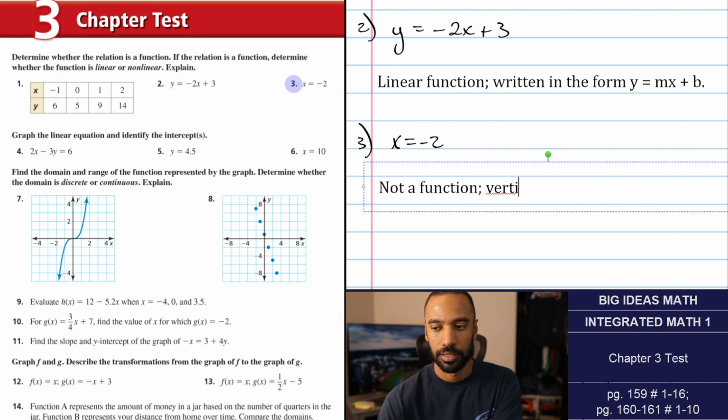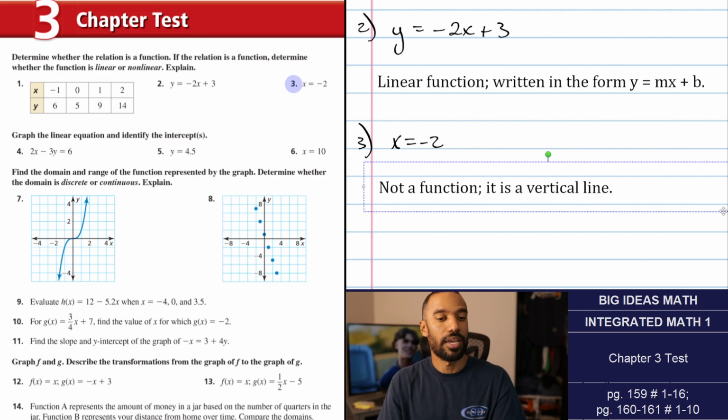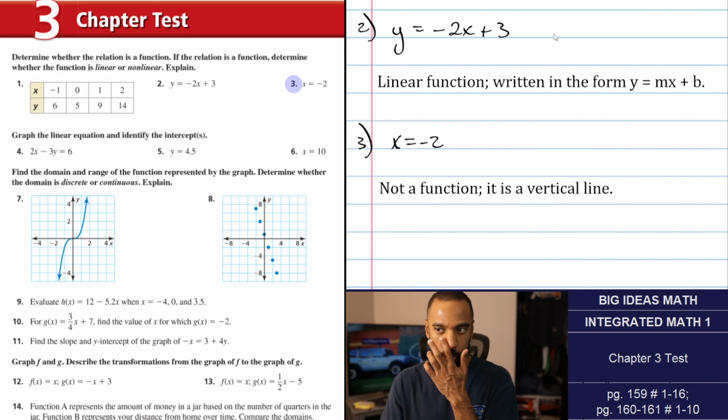Vertical line. Yeah, it is a vertical line. Now, if it's a vertical line, that means it's a linear equation, but it's not a linear function. We're not trying to state more about it. They said only if it's a function to determine the next part. So I'm good. Moving on.